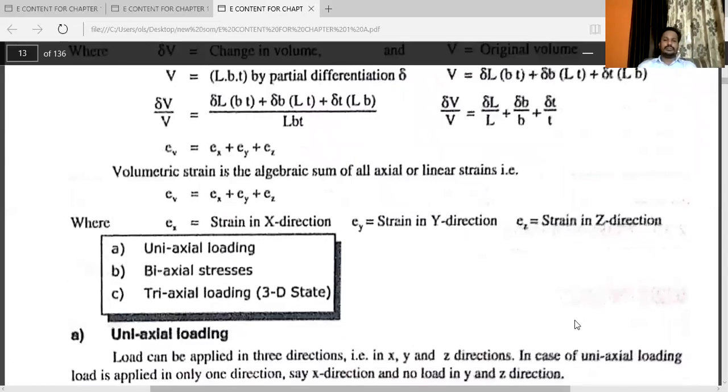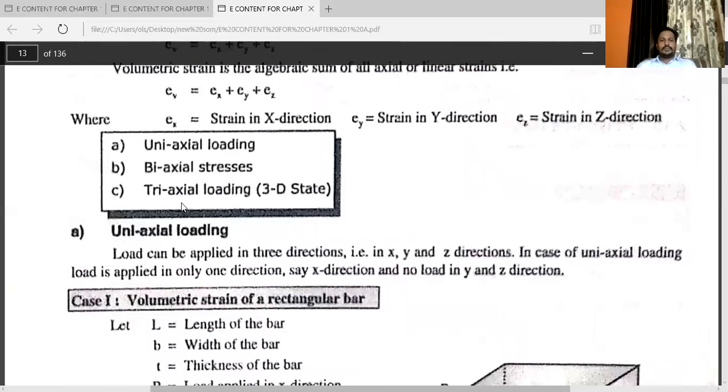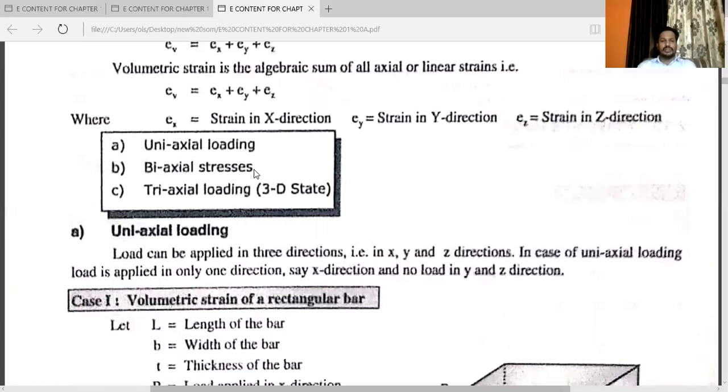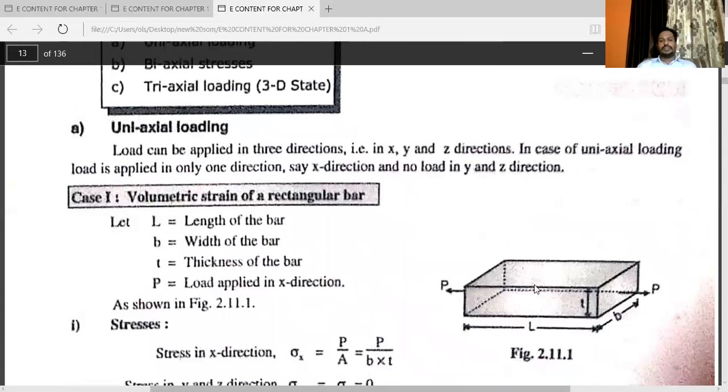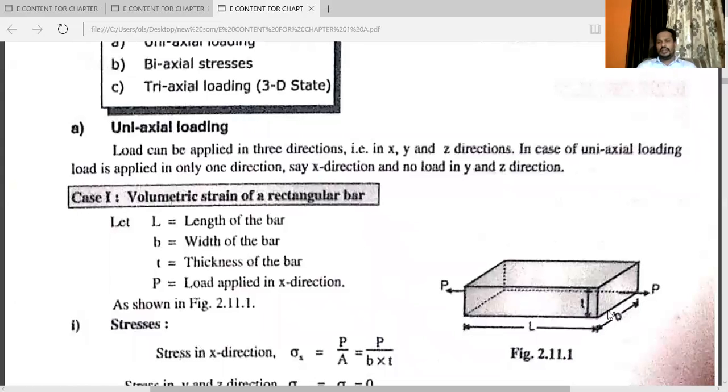So here, one more important topic, that is uniaxial loading, biaxial stresses, triaxial loading. So here, just see this diagram. Length is given, width is given, and height, you can see the thickness is also given. So the L, B and T is given. Load is acting on this plane, that is P. You can see that is the load P.